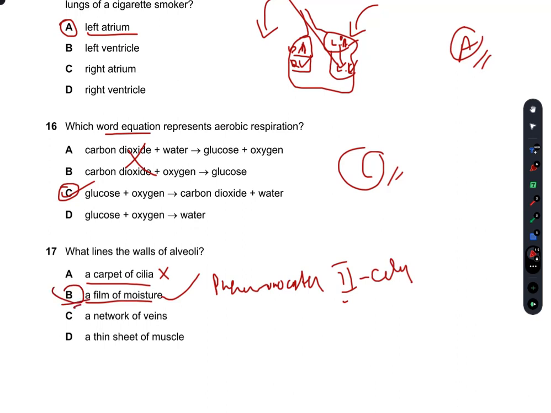A network of veins, no. A network of capillaries would have been correct. A thin sheet of muscle is the wall of alveoli itself. It is an epithelium, no, it is the wall of alveoli itself. It is made up of a combination of epithelial cells and muscular cells. So D is incorrect. B is the right answer.